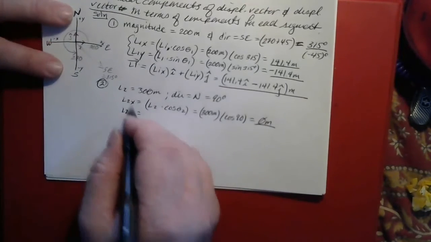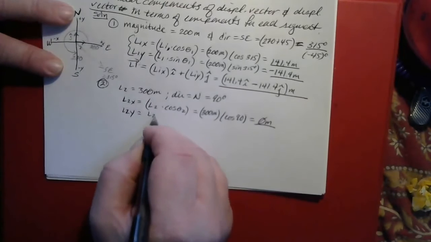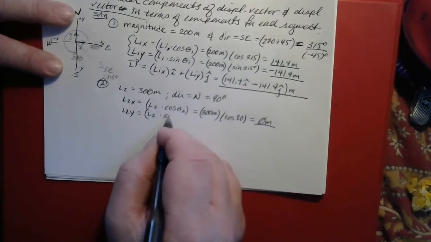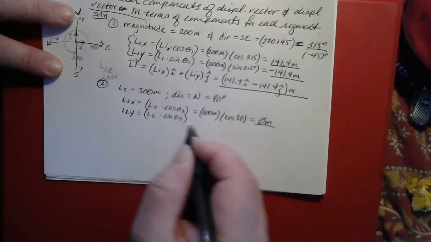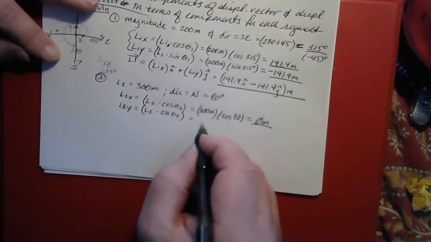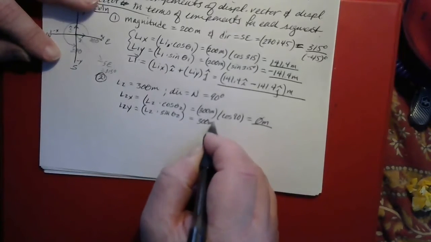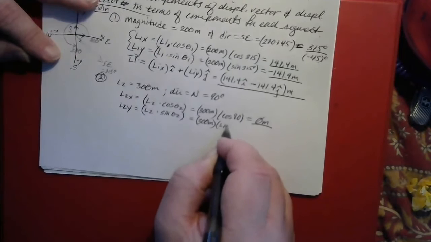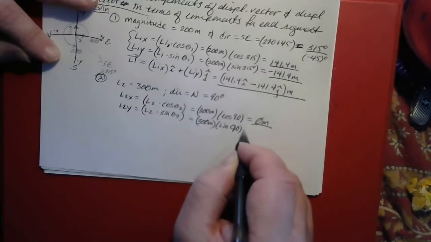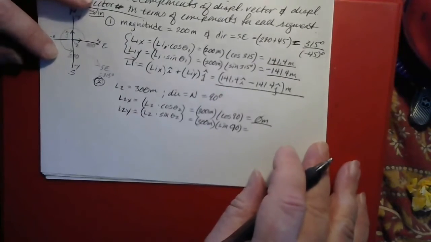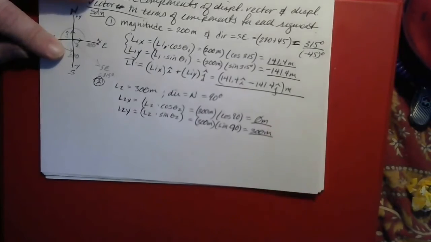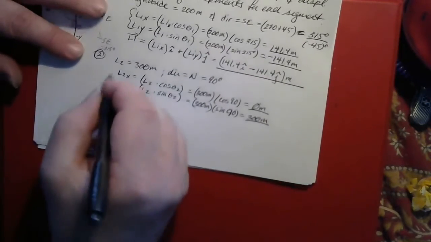And the y component for the second leg of the journey is going to be, again, magnitude of L2, the second leg, times the sine of theta 2, the angle at which he's taking off during this segment of the journey. And again, that's going to be 300 meters times the sine of 90. And sine of 90 is 1. So this is 300 meters.